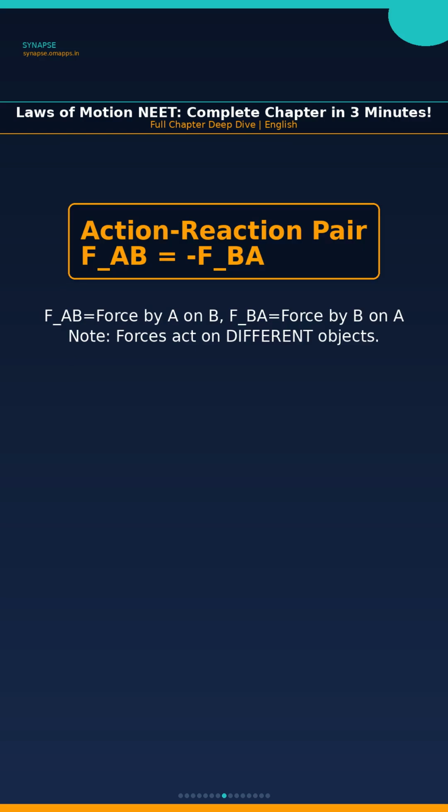The action-reaction pair can be represented as FAB equals negative FBA, where FAB is the force exerted by object A on object B, and FBA is the force exerted by object B on object A. It's crucial to remember that these forces always act on different objects, so they don't cancel each other out.